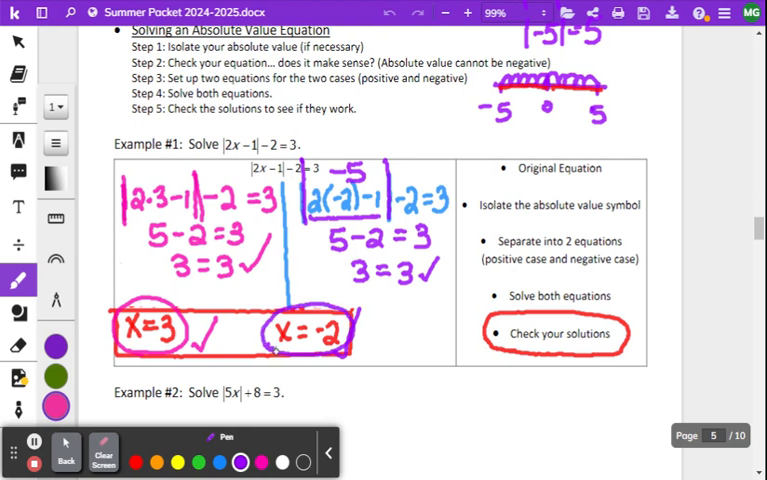Okay, so we just have to be really careful, make sure we test our solutions, make sure we break it into two scenarios. So let's go ahead and do the next problem.